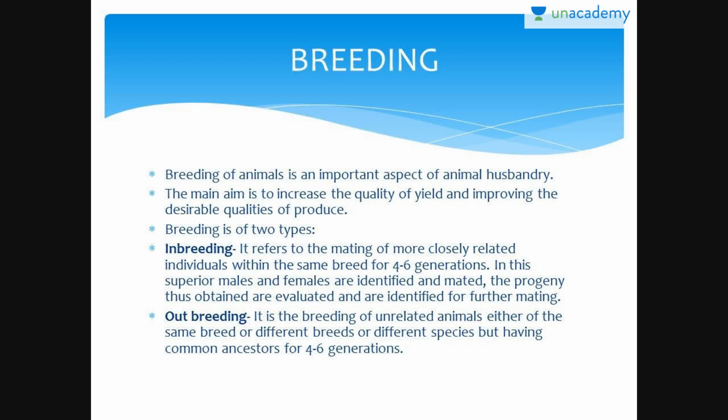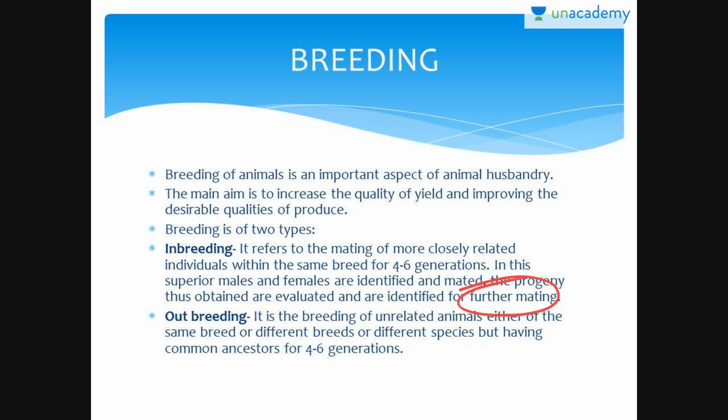The next topic is breeding. Breeding of animals is a very important aspect in animal husbandry. The main aim is to increase the quality of yield and improve the desirable qualities of produce. Breeding is of two types: inbreeding and outbreeding. Inbreeding refers to the mating of more closely related individuals within the same breed for 4 to 6 generations. In this, superior males and females are identified and are made to mate. The progeny thus obtained are evaluated and are identified for further mating.